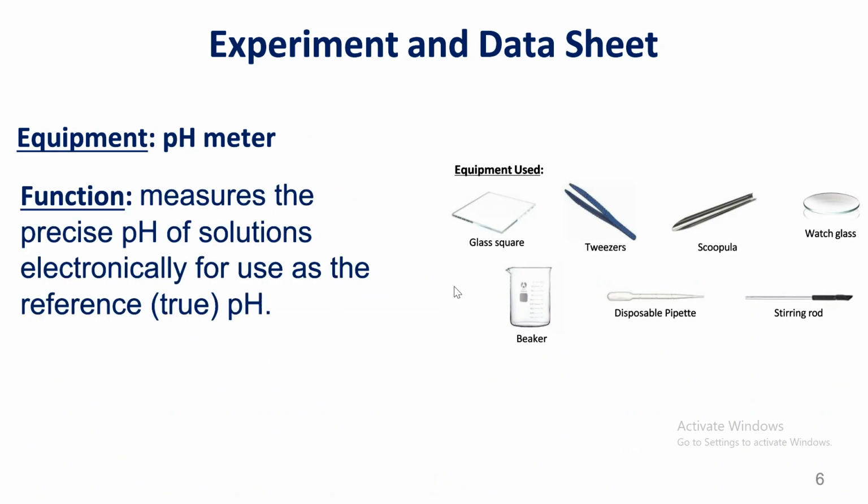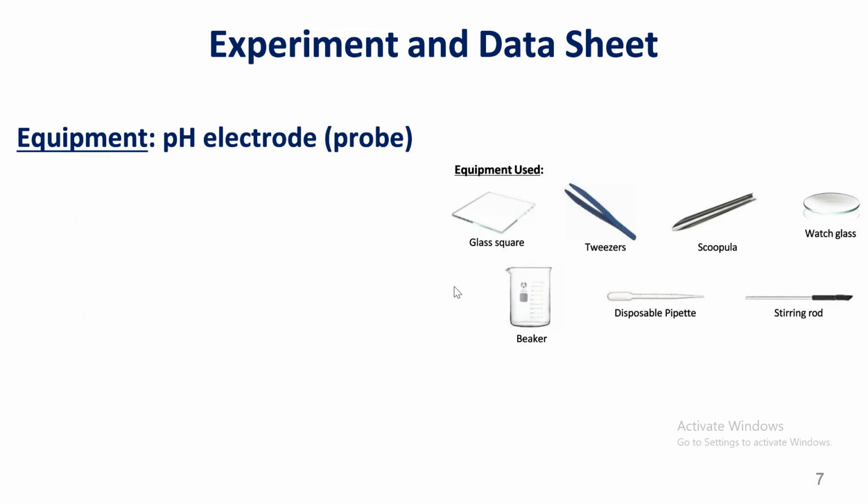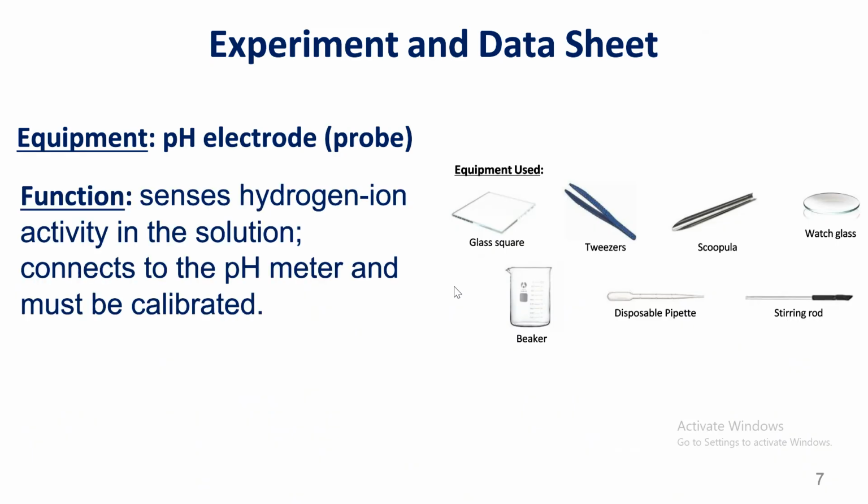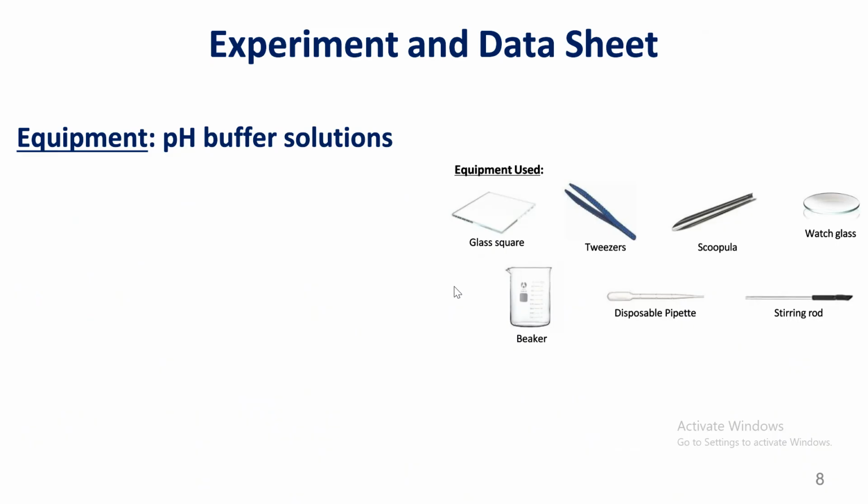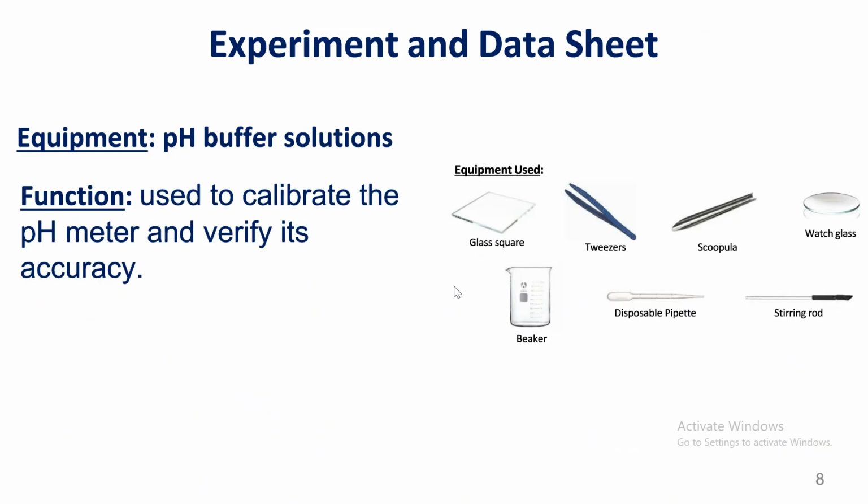The pH meter measures the precise pH of solutions electronically for use as the reference true pH. The pH electrode probe senses hydrogen ion activity in the solution, connects to the pH meter, and must be calibrated. pH buffer solutions are used to calibrate the pH meter and verify its accuracy.